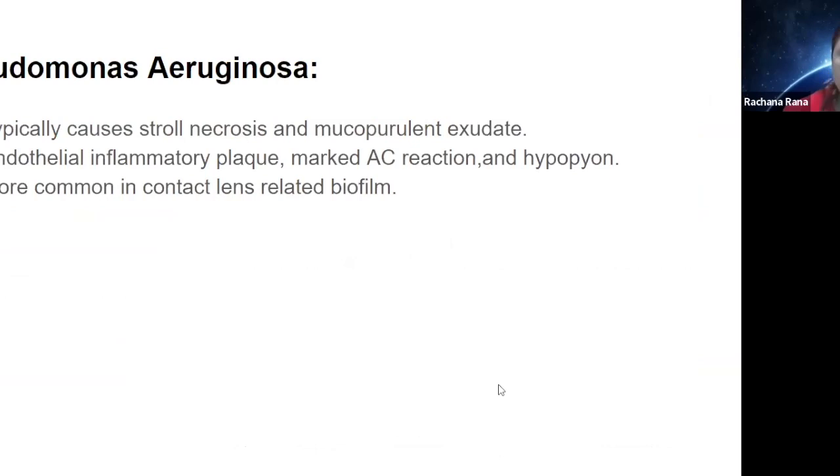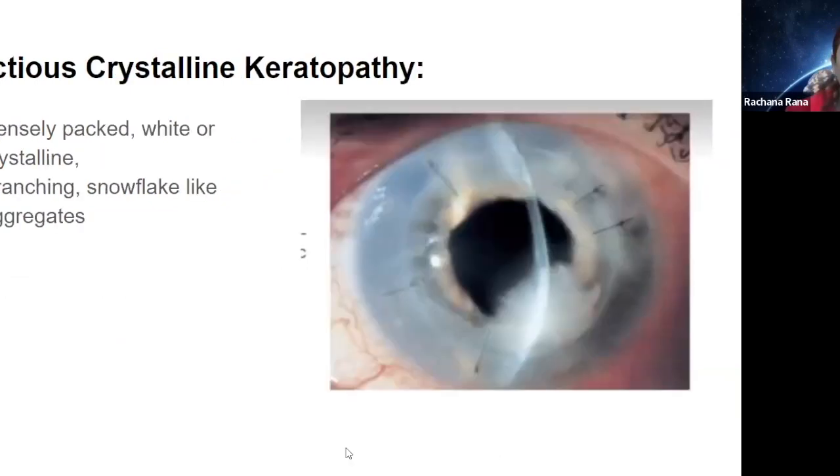Pseudomonas aeruginosa typically causes stromal necrosis and mucopurulent exudate. It has an endothelial inflammatory plaque, marked AC reaction, hypopyon. It is more common in contact lens related biofilm. This is a condition of infectious crystalline keratopathy, where we can see branching snowflake-like aggregates found in the grafted cornea.